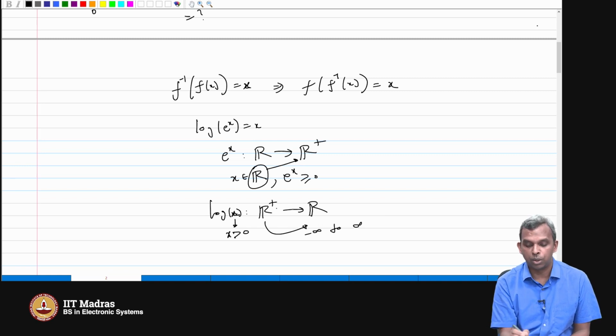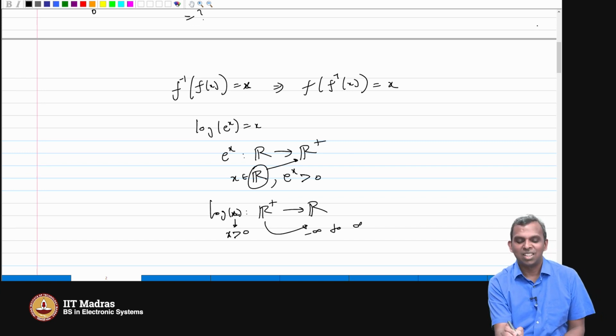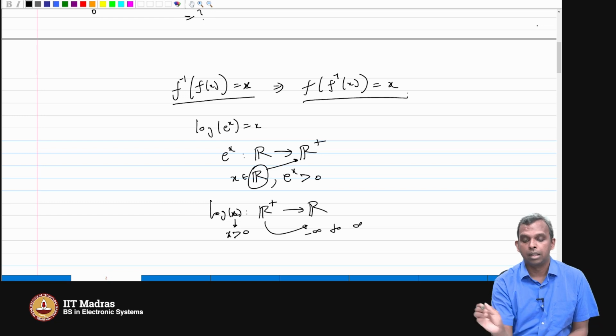Log of 1 is also 0. So it takes R plus to R, and then e power x takes R to R plus. Actually, e power x can never be equal to 0 either, so R plus is there. e power x is greater than 0. So this is something that we have seen, and this property is also important to know.